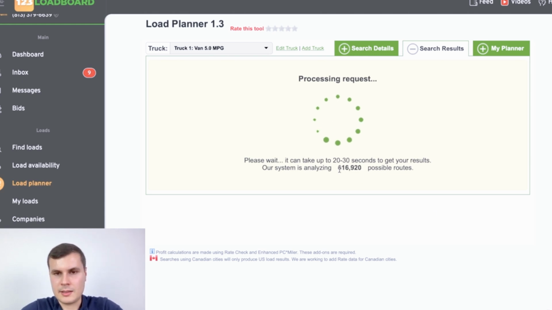So now this is analyzing hundreds of thousands of possible routes, or actually more than 1 million possible routes, and supposedly right now is going to present me an optimal route plan for my truck, for my dry van that's starting on Wednesday and needs to come back to the same place, Indianapolis, Indiana, on Wednesday. Wow, this is taking very long to analyze.